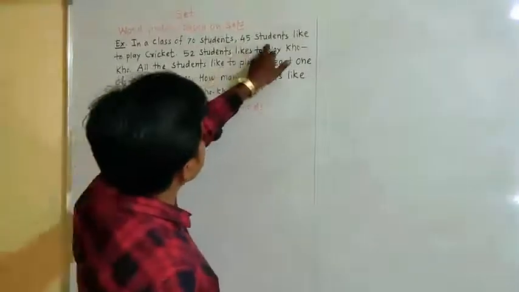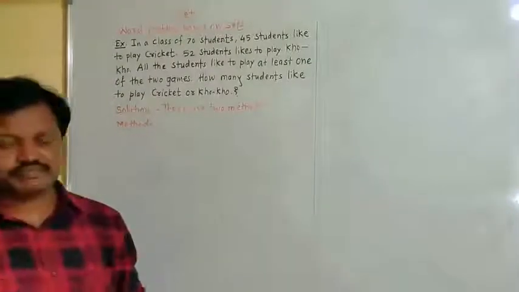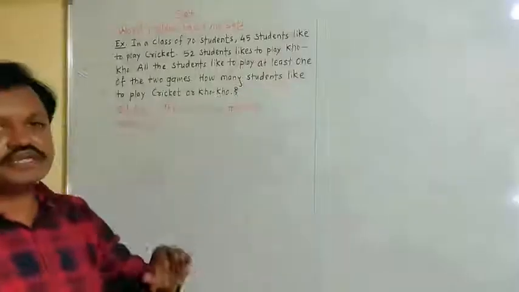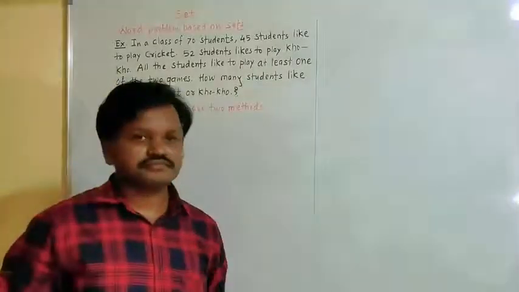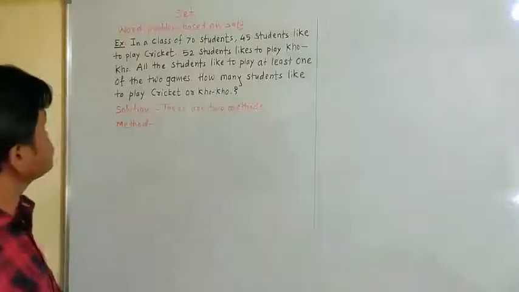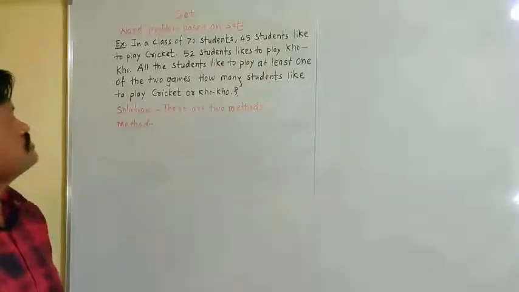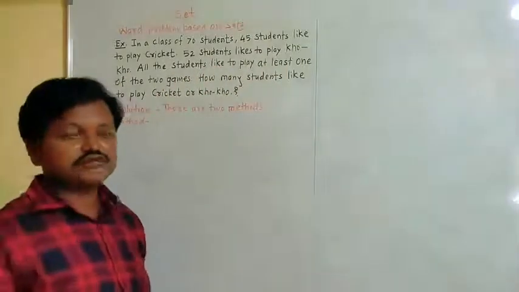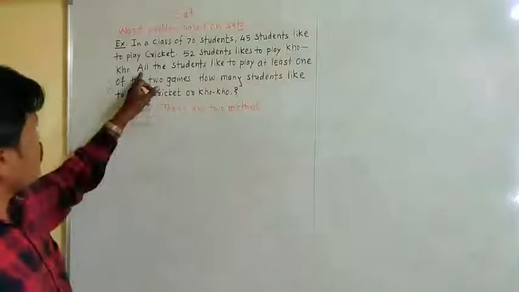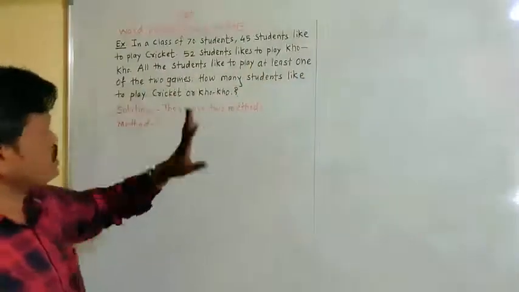45 students like to play cricket. 45 विद्यार्थ्यांना क्रिकेट खेळण्यास आवडते. 52 students like to play खो-खो, आणि 52 विद्यार्थ्यांना खो-खो खेळण्यास आवडते. All the students like to play at least one of the two games.